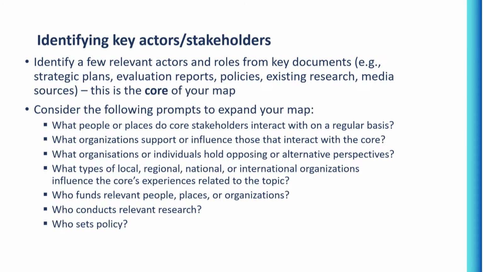Okay, so how do you identify key actors and stakeholders? Usually your documents are your starting point, okay, but I'm assuming because you're interested in the topic you already have an idea of who the key people might be. You might have identified them from the literature because you realize they are prolific in terms of writing about the topic, or from the organizations that the literature represents, or, as I said, from your document review. So strategic plans, evaluation reports, etc. That's the core of your map.